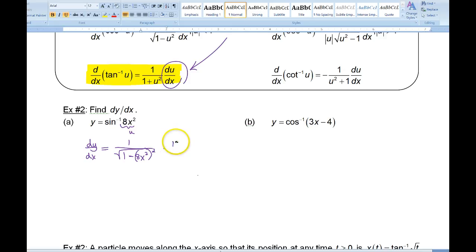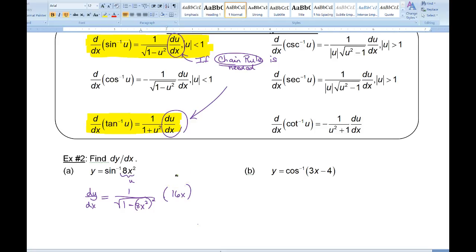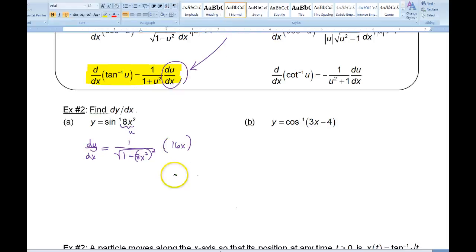Times 16x, right? Because you just want to multiply by whatever the derivative is. That's the chain rule. That's what we've learned. So we end up with 16x over 1 minus 64x to the fourth.